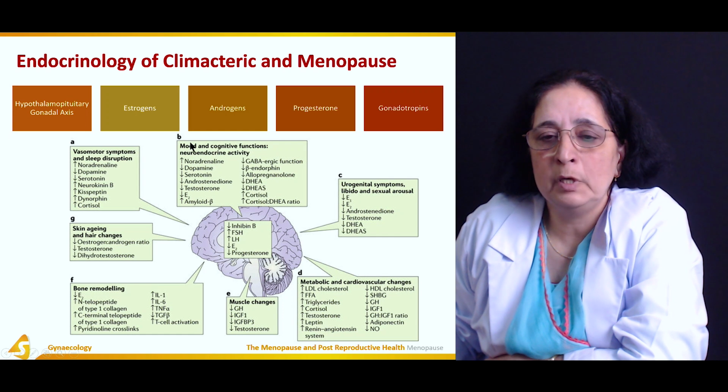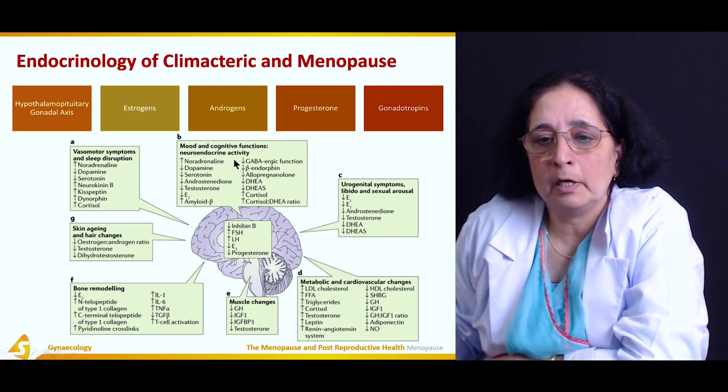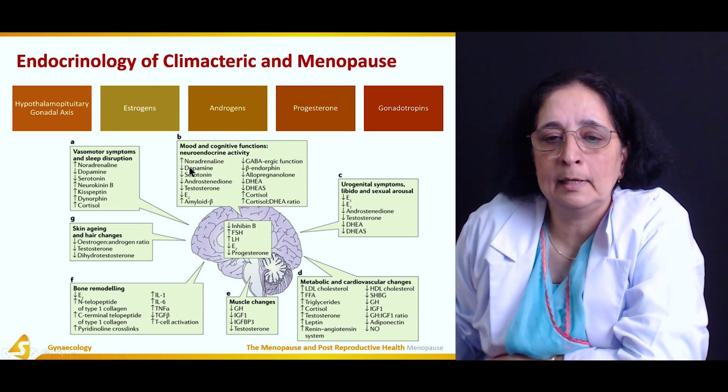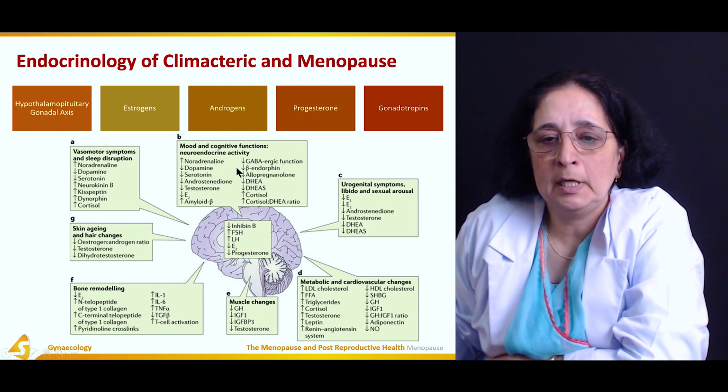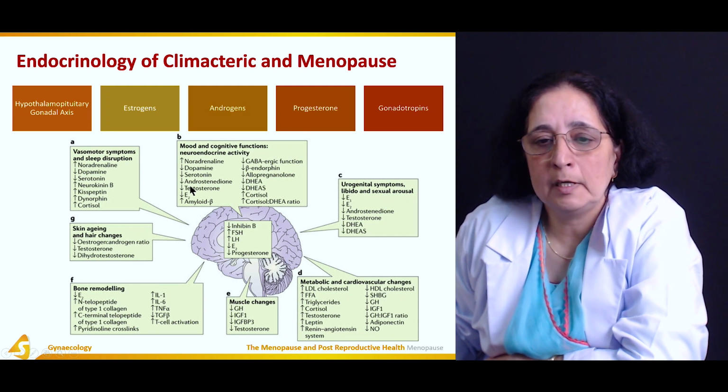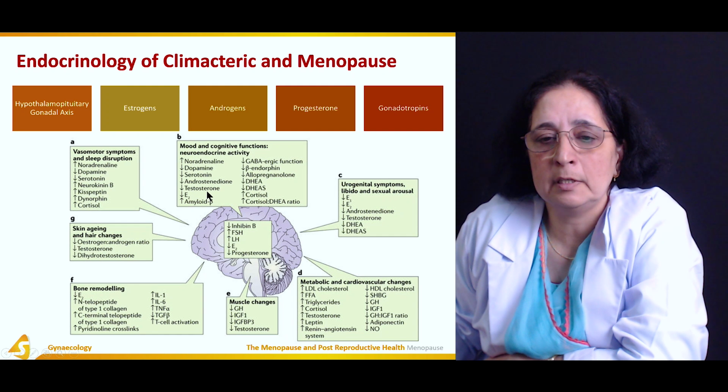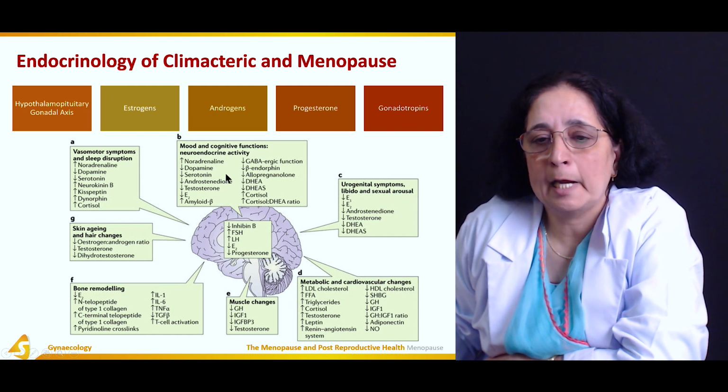Then we have mood changes, mood and cognitive function, which involve neuroendocrine activity. There is an increase in noradrenaline again. Dopamine is decreased, serotonin is decreased, androstenedione is decreased, testosterone is decreased, estrogen is decreased, and GABA is decreased.